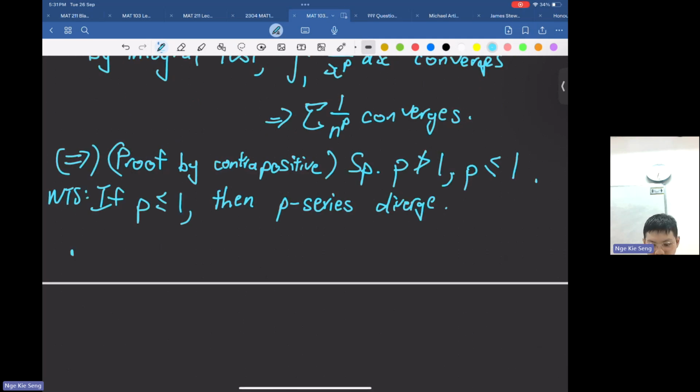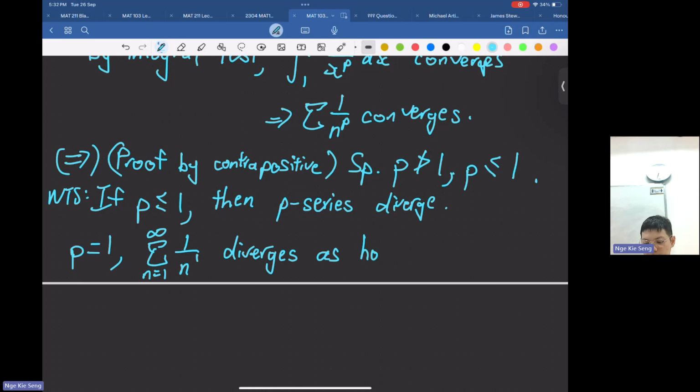For example, p equals 1 is obvious. What is p equals 1? It is just the harmonic series, so it diverges as the harmonic series. How do we show the harmonic series diverges? We need to use the Gauss method to group the numbers together so that we get a lot of halves adding up together.